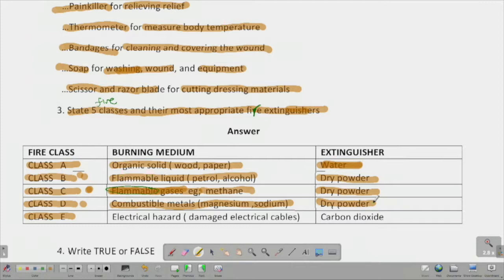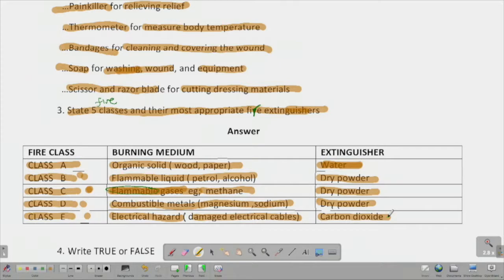And then we have the last type of fire. It is called class E fire, and its burning medium is electrical hazard. Electrical hazard means it is related to electricity. Like here it says damaged electrical cables. So maybe you hear someone saying his house has caught fire from electric shock. You should immediately know, oh, that is class E fire.